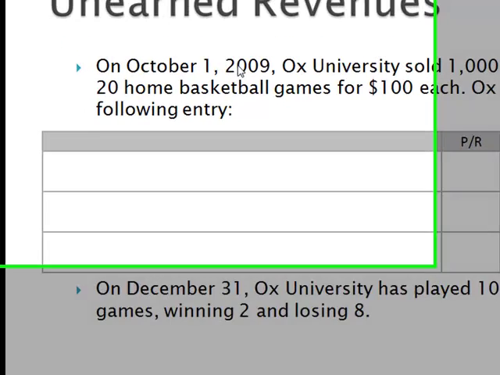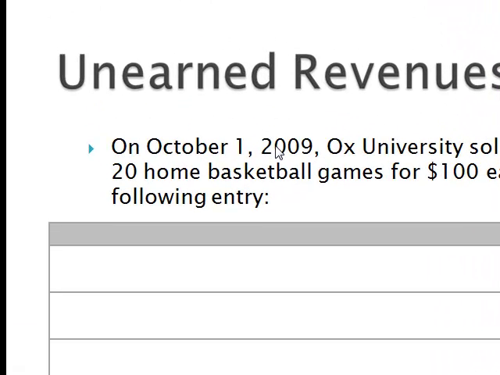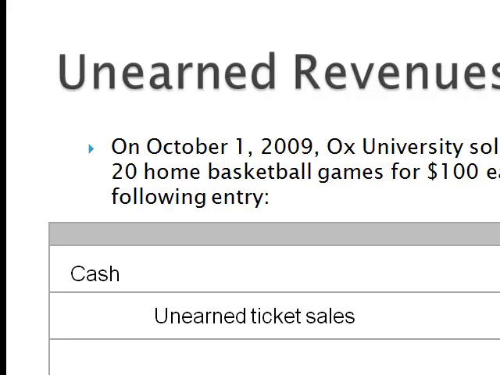So on October 1st, Ox University sold 1,000 season tickets to its 20 home basketball games for $100 each. Ox University made the following entry. Okay, so this would be collecting cash for $100,000, right? 1,000 times 100, and we would have recorded that as a liability, unearned ticket sales for $100,000. That's not the adjusting entry. That would be the normal entry on October 1st.